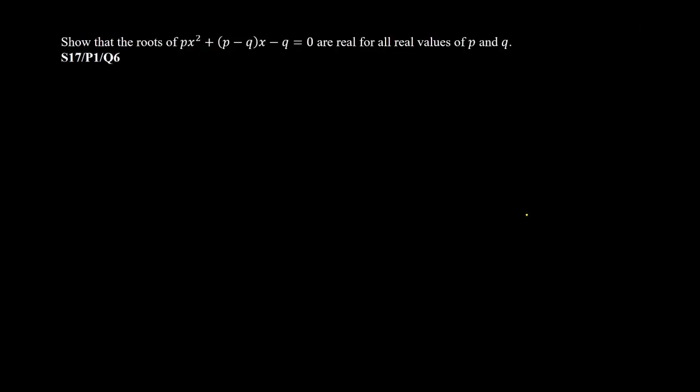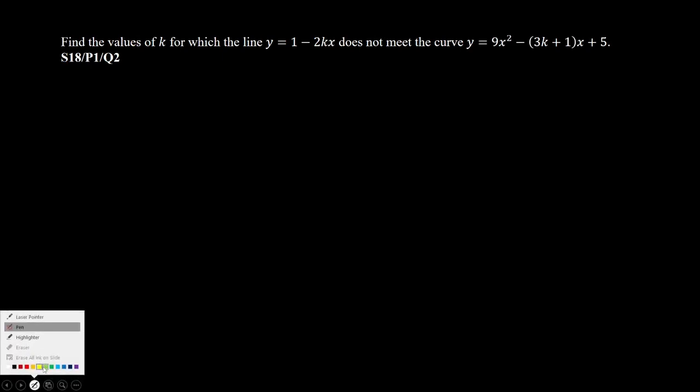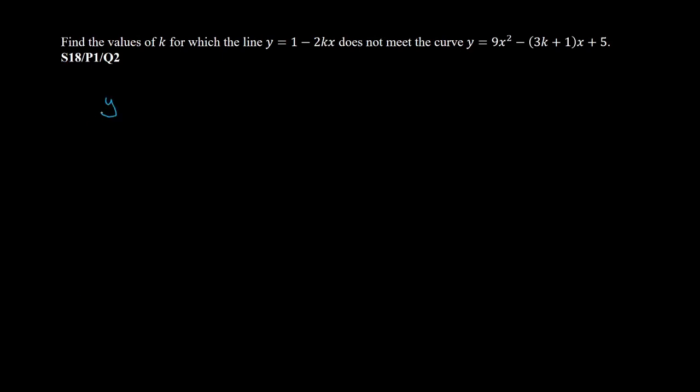But anyways, this is another one, which is your different stuff. This one actually has to be done pretty fast. So y equals minus 1 minus 2kx, and then we have this one. So 9kx square plus 3k plus 1 times x plus 5 equals 1 minus 2kx, because we have 5 here.